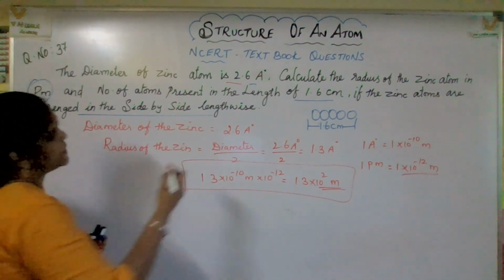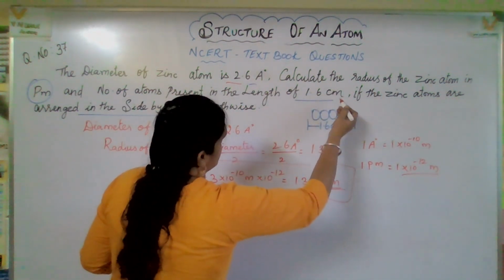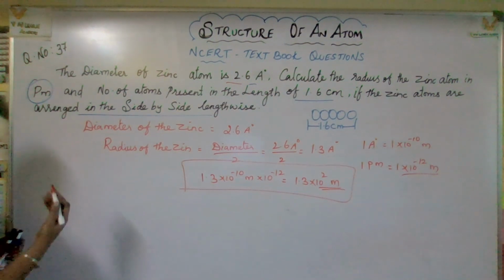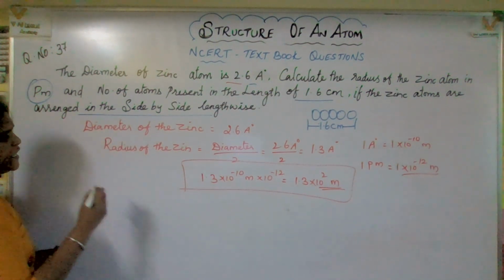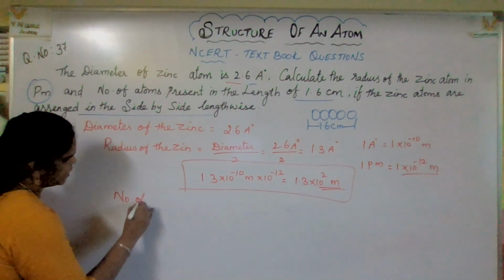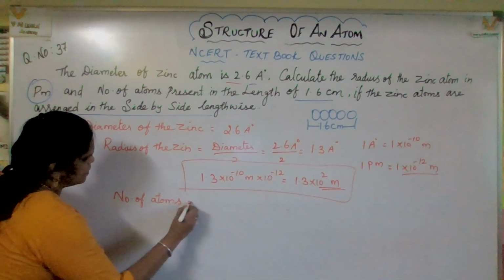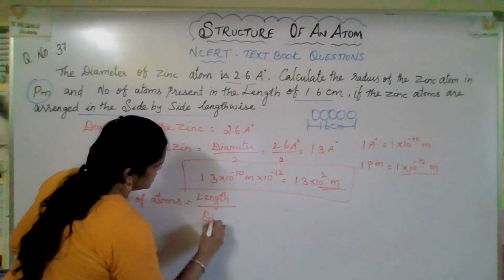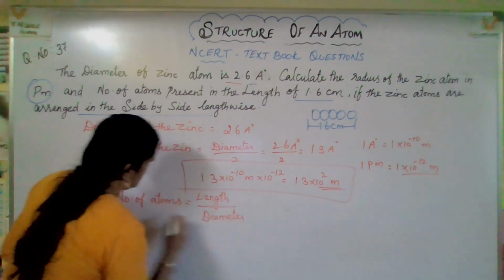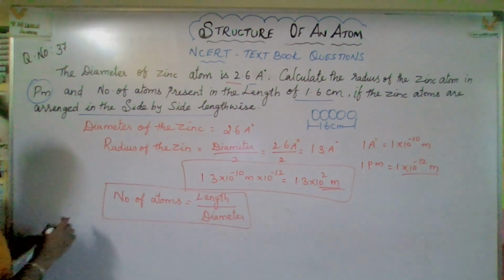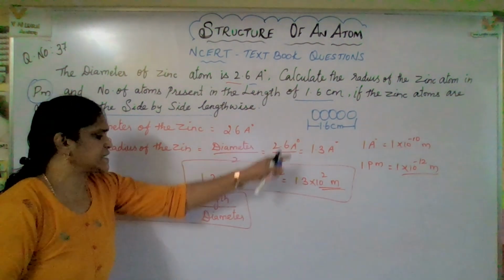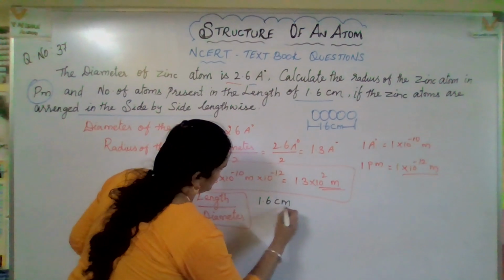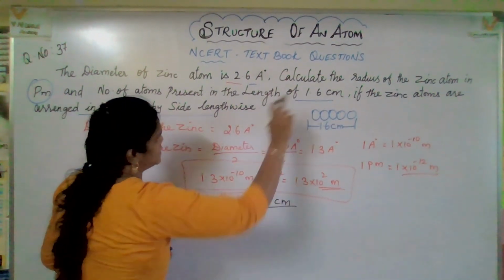So, number of atoms present in the length of 1.6 centimeter if the zinc atoms are arranged side by side. Okay, so here number of atoms equals length divided by diameter. This is the formula. Length how much? 1.6. Diameter, what have they given? 2.6. 1.6 centimeter, please note down. Length is 1.6 centimeter.